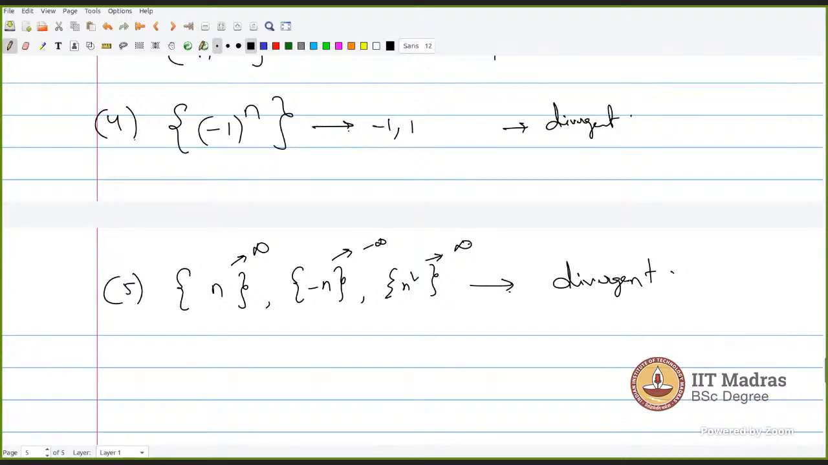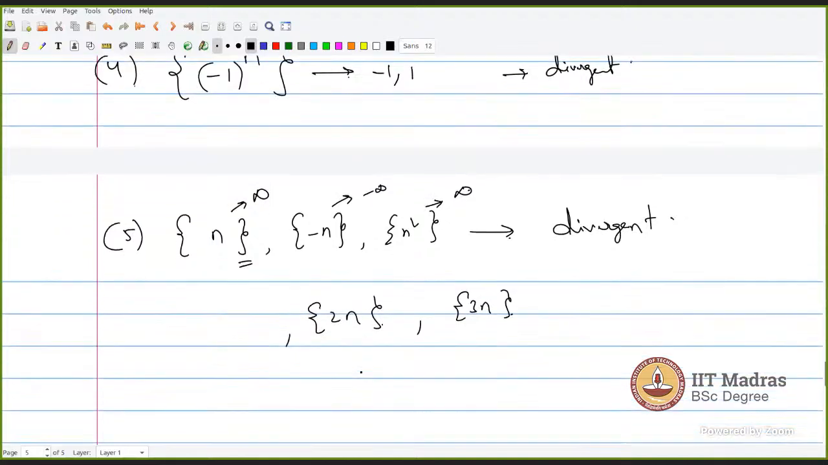So can we have more than one subsequence within a sequence? Of course, yes. See, this is a sequence. If I take the sequence 2n, this is a subsequence of n. And 3n is also a subsequence of n.